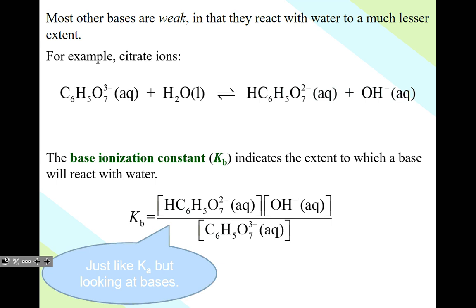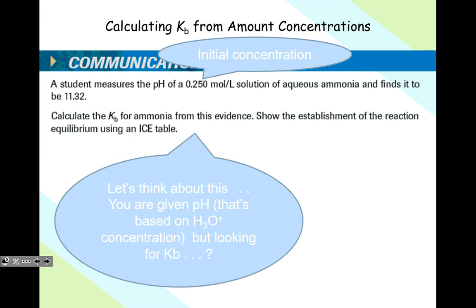Or not even a dissociation reaction, a reaction of this and water reacting. So this time it's accepting a hydrogen in order to get hydroxide as one of your products, and then you have your other product. So here's your products over your reactant, and remember we don't include water. So that's your Kb expression.